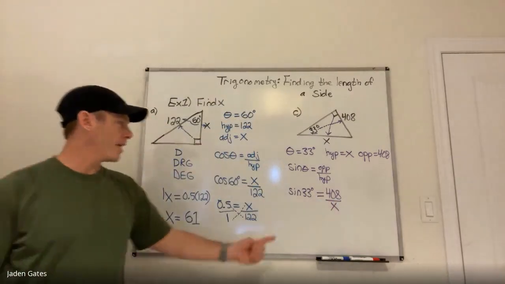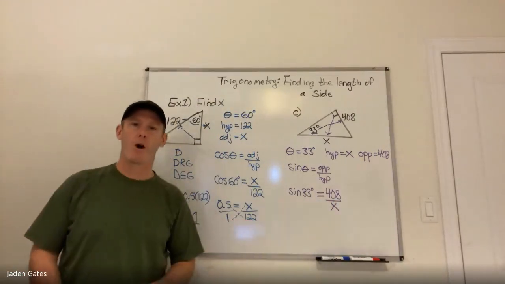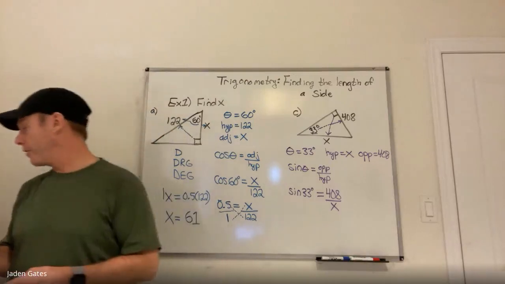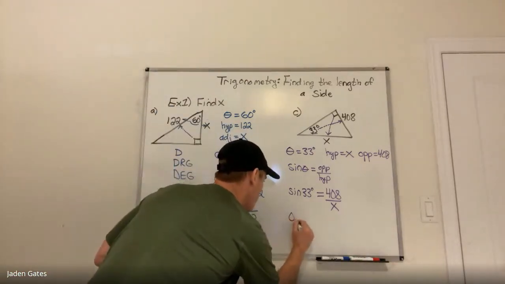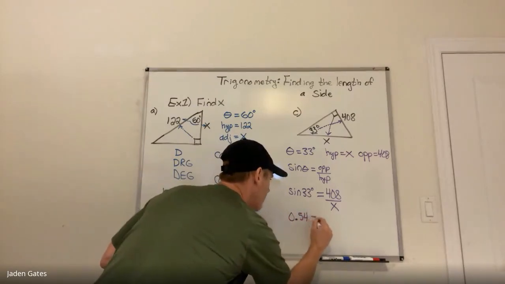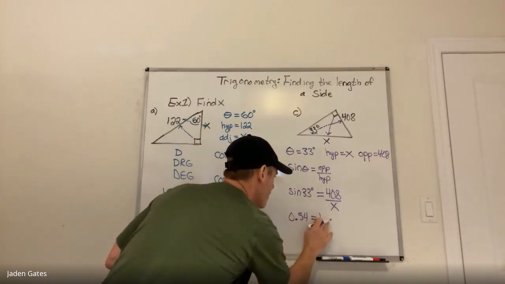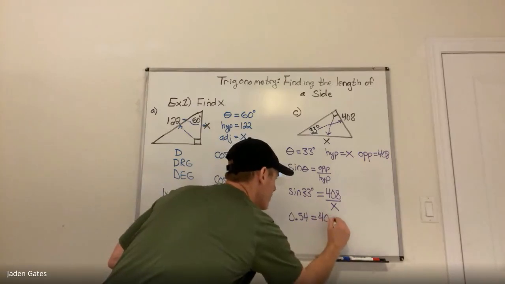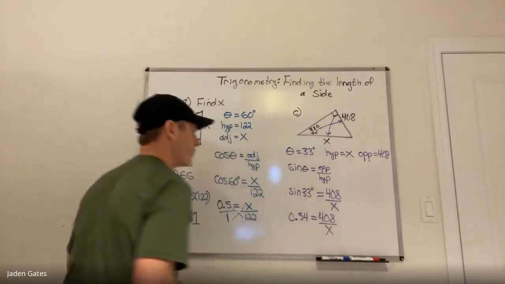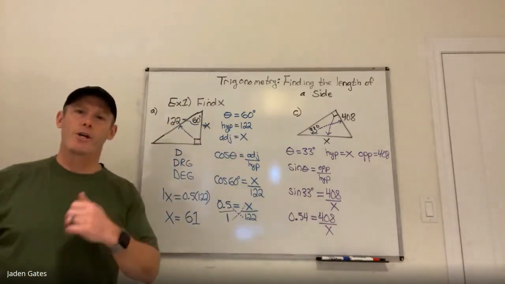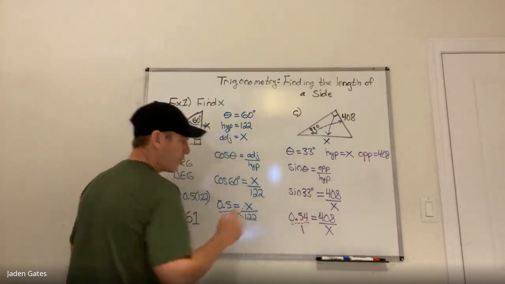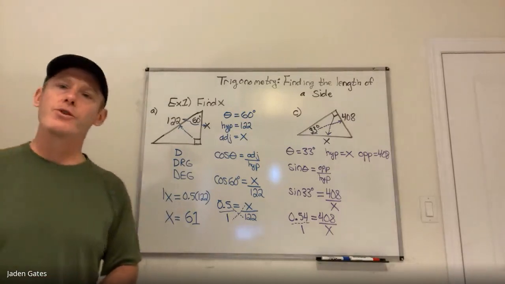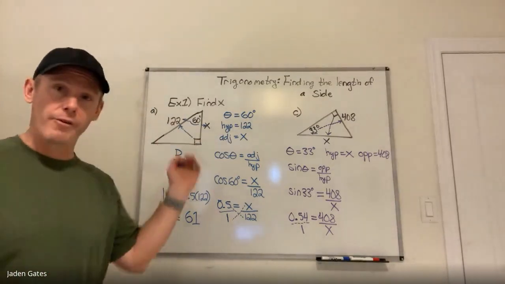Now again, you have to have your calculator in the right mode. I press sine 33, and I'm getting 0.54. And again, the other side's not going to change here, so I have 408 divided by x. Now here's where I do that trick where I create a fraction equaling a fraction so that I can do the cross multiplying, get rid of all the fractions.